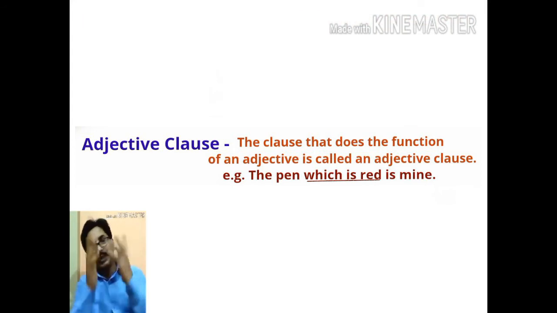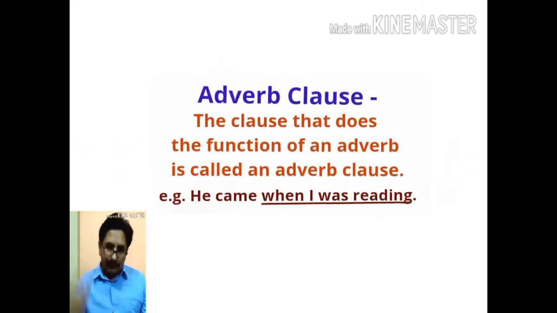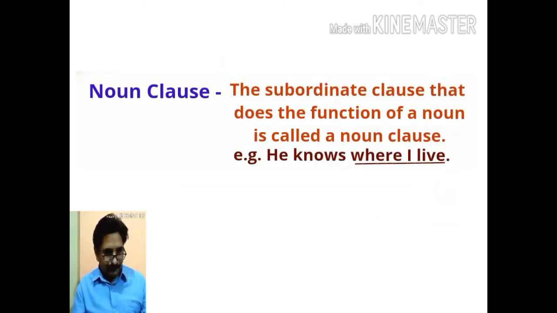Adjective clause: the clause that does the function of an adjective is called an adjective clause. And now, adverb clause. In the same way, you can define it. The clause that does the function of an adverb is called an adverb clause. But now I will put up here an example for each of the subordinating clauses. First, noun clause.